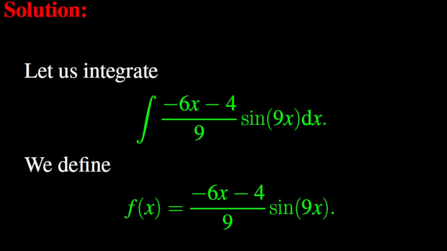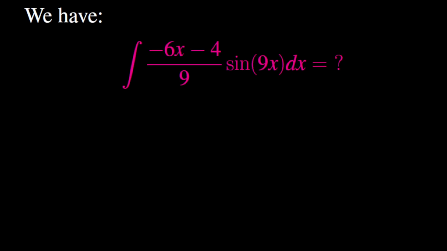Let us integrate the function minus 6x minus 4 over 9 times sine of 9x. Given that the function to integrate, minus 6x minus 4 over 9 times sine of 9x, is still the product of a nonlinear function with a polynomial function, we still have to use the method of integration by parts. The main aim of this repeated utilization of the method of integration by parts is to reduce the degree of the polynomial function, minus 6x, minus 4 over 9.